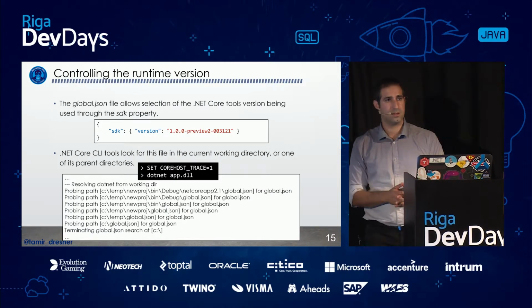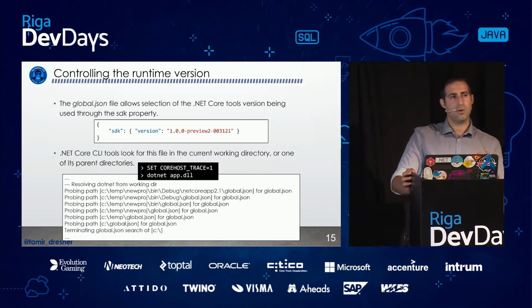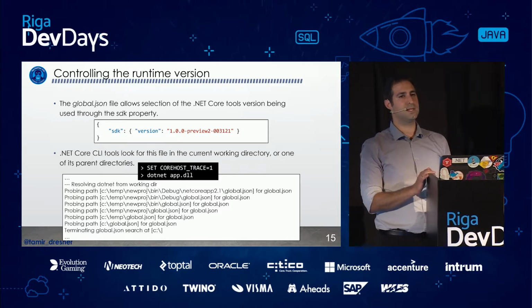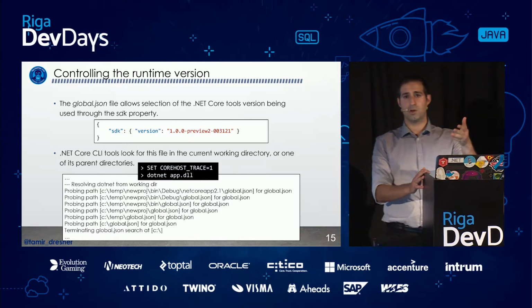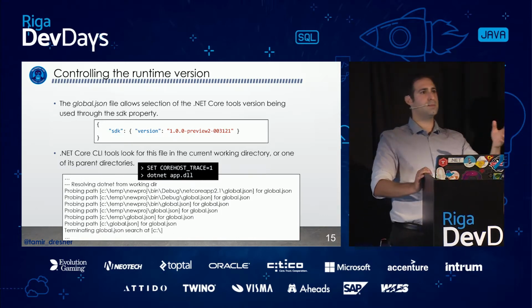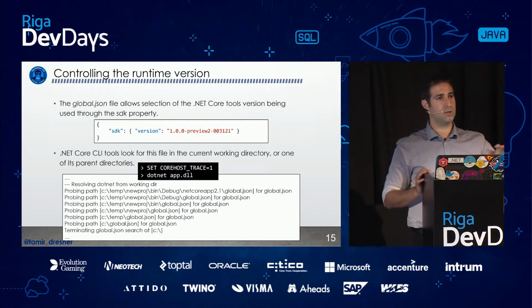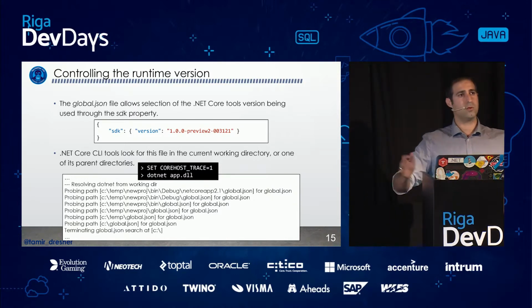Another thing that people tend to ask is, how can I specify the specific version of the runtime I want to use? For example, a year ago, I created a new AWS Lambda function with .NET Core, and everything worked fine.